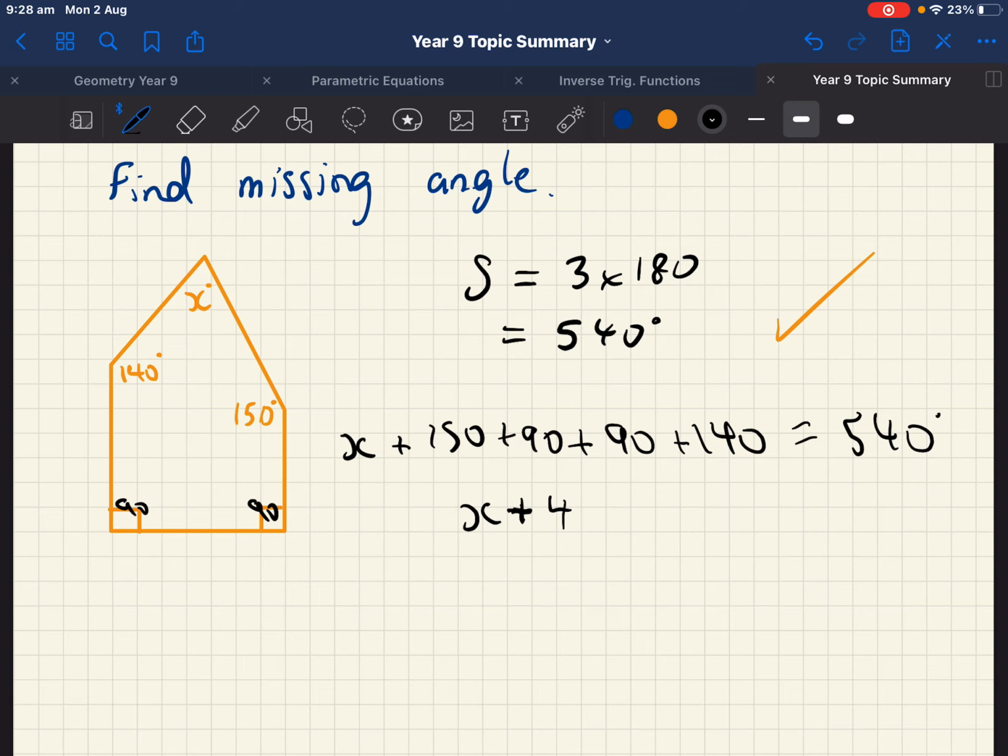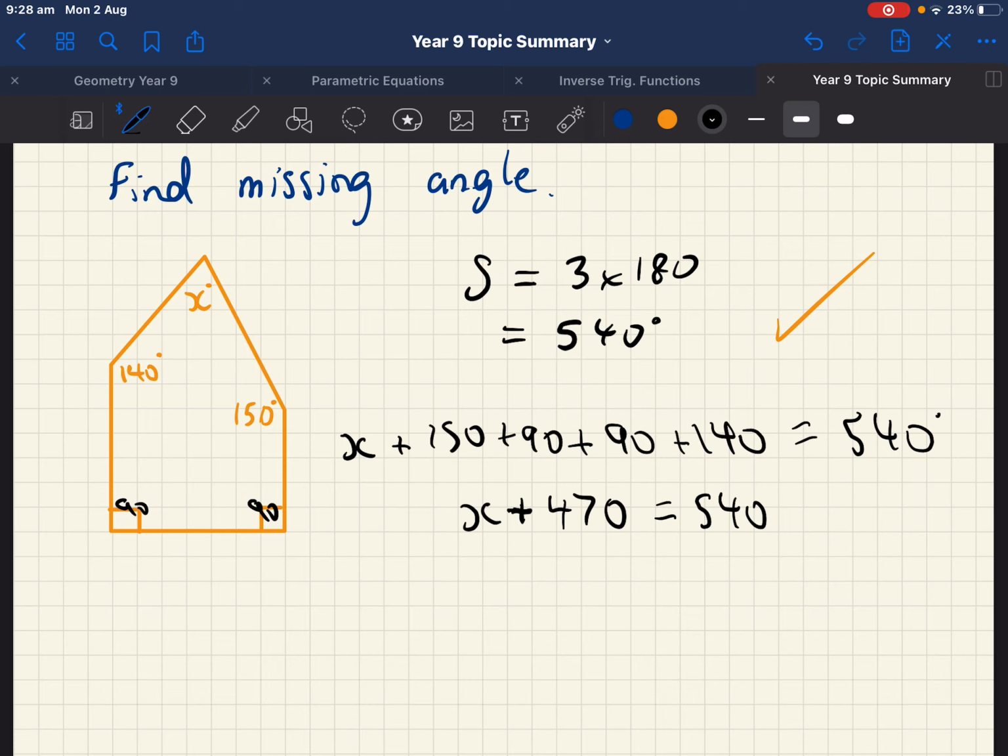180, 280, 380, 420, yeah, 470. Sorry, I just added it up a different way just to make sure. I'm telling you guys to use a calculator, but for some reason, I am not listening to myself.